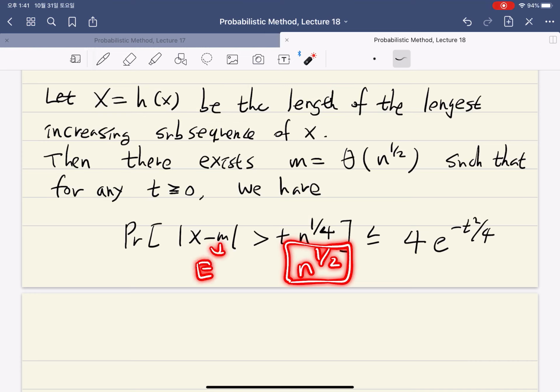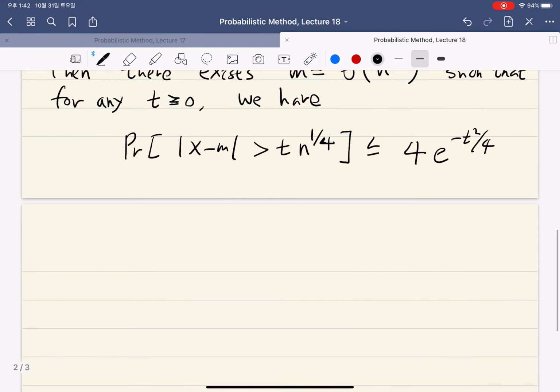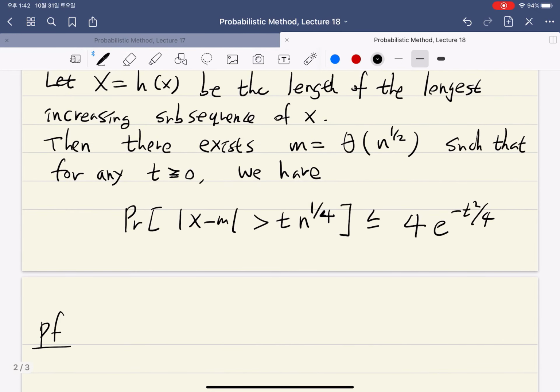And here you get the expectation instead. But if you compute it, this expectation itself is again more or less n to the half. It's a theta of n to the half. So if you get the concentration with window size n to the half, then this is not a particularly strong concentration and we are not so happy. So what we want to do is apply Talagrand's inequality to show a stronger concentration.